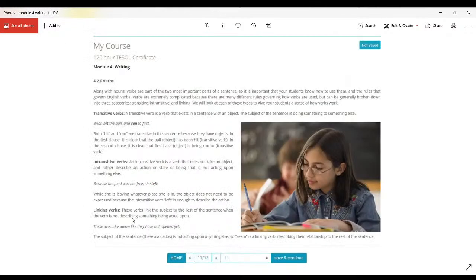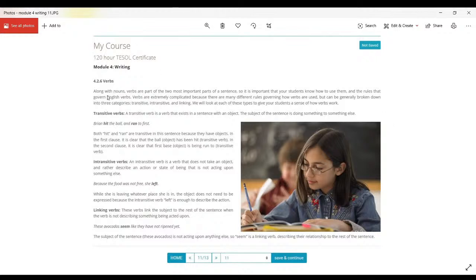Next, 4.2.6 verbs. Along with nouns, verbs are part of the two most important parts of a sentence. So it is important that your students know how to use them and the rules that govern English verbs. Verbs are extremely complicated because there are many different rules governing how verbs are used, but can be generally broken down into three categories: transitive, intransitive, and linking. We will look at each of these types to give your students a sense of how verbs work.